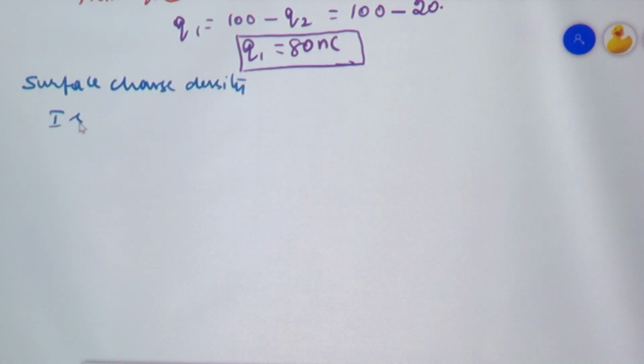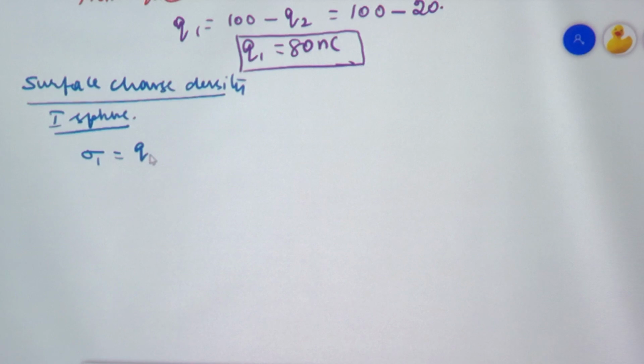So, for the first sphere, what is the surface charge density? Let us write sigma 1. Sigma 1 is nothing but Q1 divided by A1. What is A1? Area of a sphere. The surface area of a sphere is given by the formula 4 pi r squared. So A1 is 4 pi r1 squared.